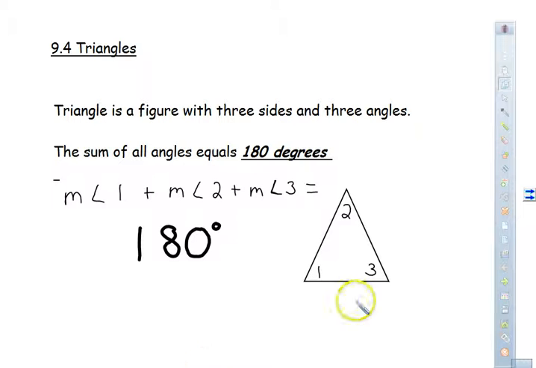The sum meaning, again, when we add all three of our angles together, completely together, they equal 180 degrees. So when we take the measurement of angle 1 plus the measurement of angle 2 plus the measurement of angle 3, that will equal a total of 180 degrees. Go ahead and hit pause. You can write that information down, and then we'll go to the next slide.